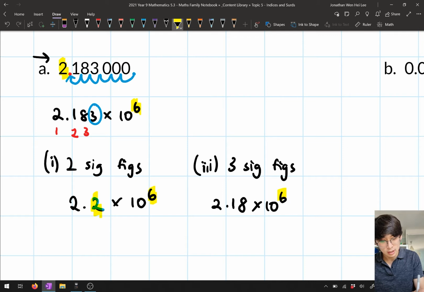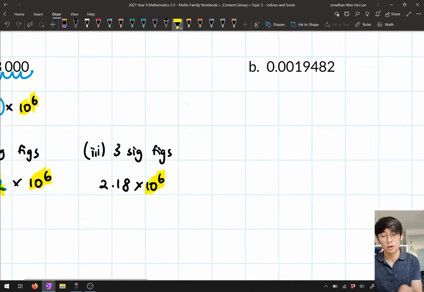Notice once again, this 6 does not change. The power of 10 does not change. Nothing in this power of 10 has changed. All we're doing is rounding it at different spots according to significant figures. Okay, so that's how we did this first example. Let's have a go at the next one.